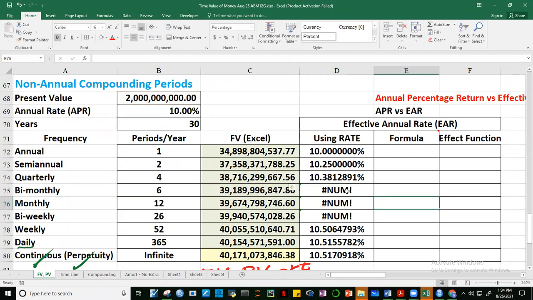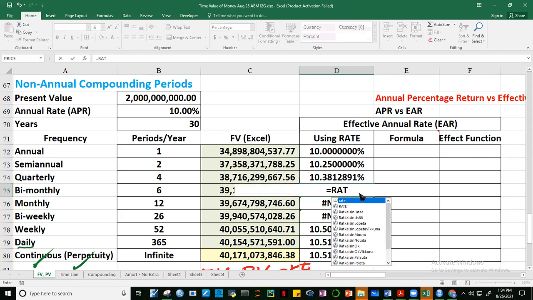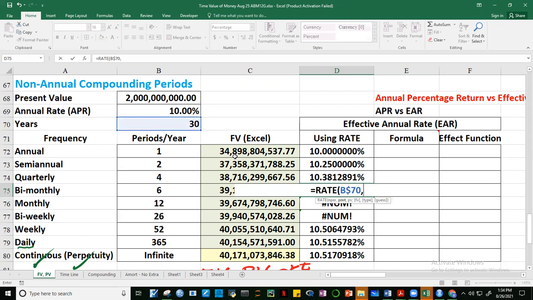Okay, so sige, iwanan muna natin yan, guys, yung concern. I'll investigate kung bakit siya nag-error, ano? This is just a small number. Bakit kaya nag-error siya? Ano po yung formula? Rate, NPER is 30, comma, present value is 2 billion. Naka-fix siya, comma. So, future value is this one. And dapat naka-negative siya.